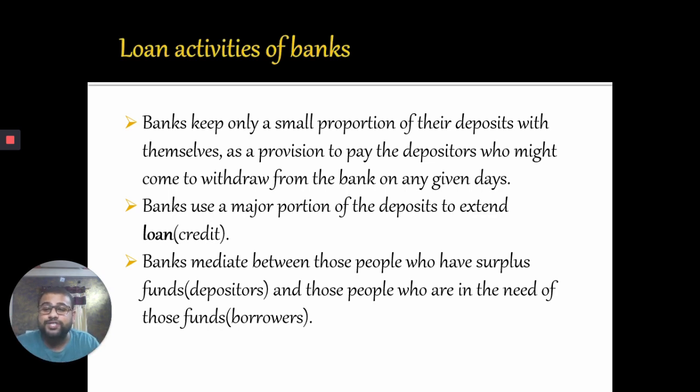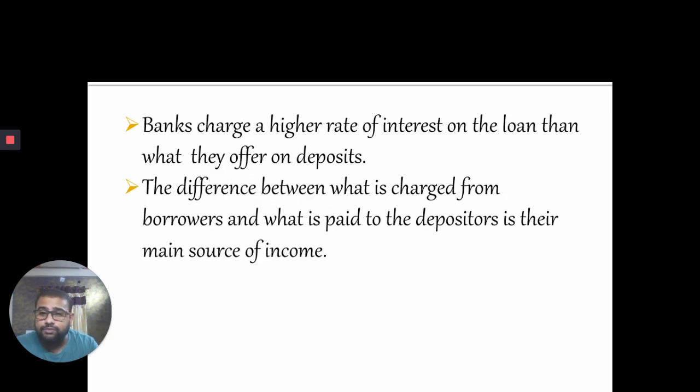I have also explained how the bank works. Fine. So in this slide it is the same thing. Banks charge a higher rate of interest on loans than what they offer on deposits. The difference between what is charged from the borrowers and what is paid to the depositors is their main source of income. So I guess guys, this we have already done, right?